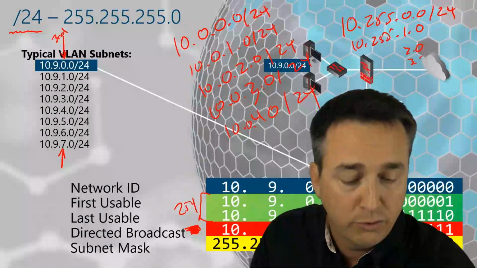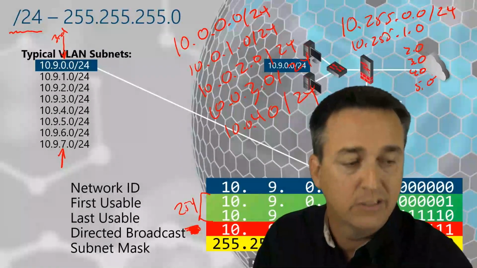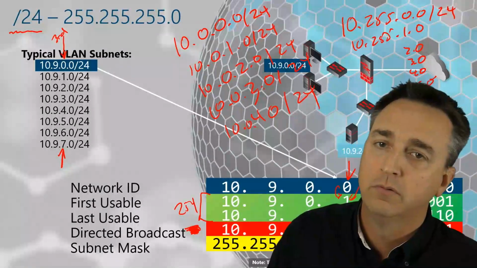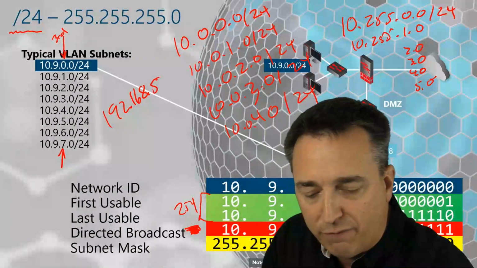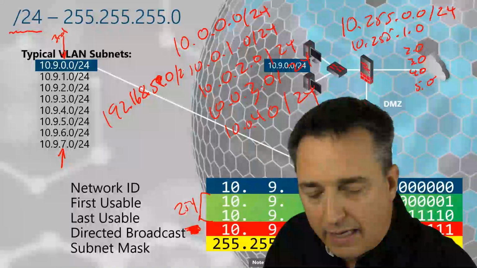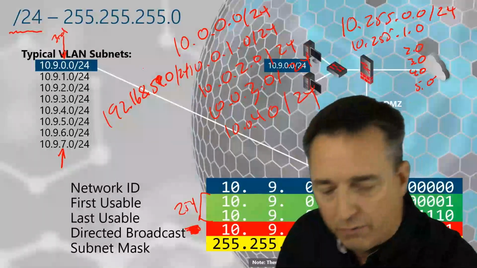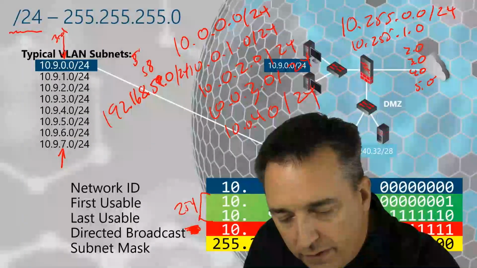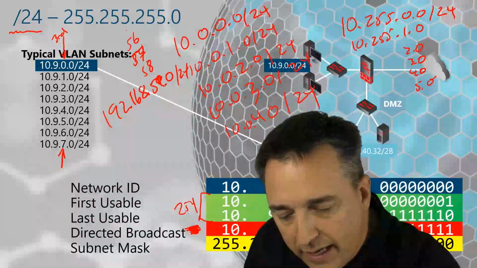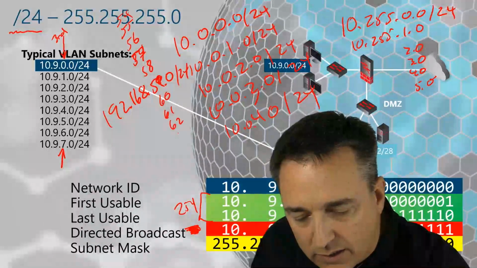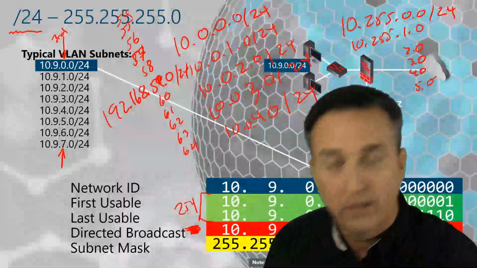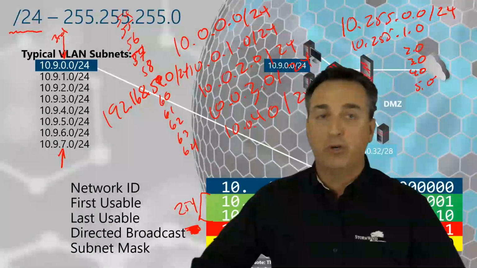10.255.1.0, 2.0, 3.0, 4.0, 5.0, same thing, just progressing by 1. Oh, but Raymond, what if it's like 192.168.59.0/24? Okay, well, we're still progressing by 1, right? So 58, 57, 56, 55, 54, 60, 61, 62, 63, 64. Keep it simple. /24 is progressing by 1s.